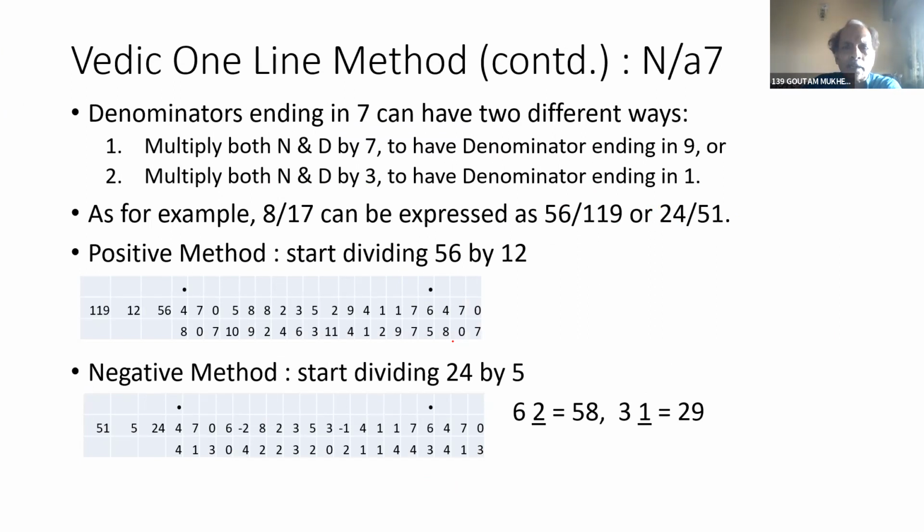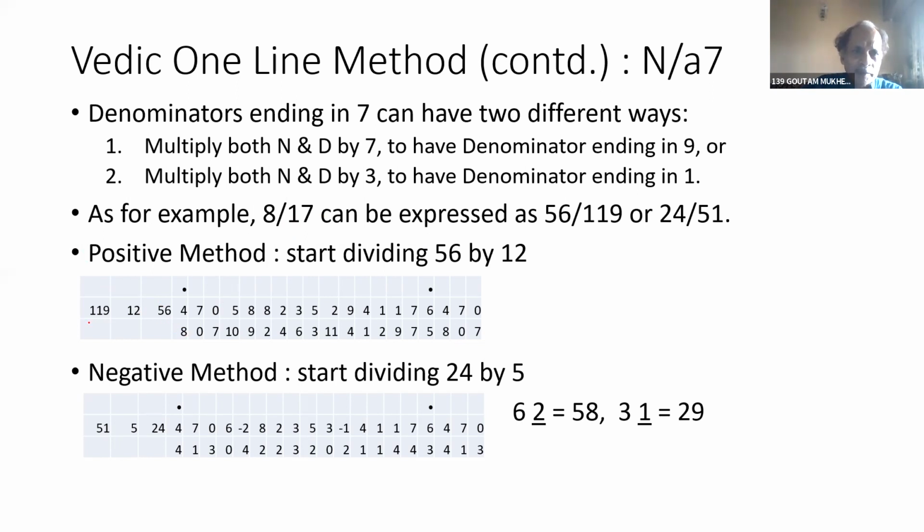In the basic one-line method, take 8 by 17. With 7 you can have a choice. Either I've shown 56 by 119, I'm sorry, 8 by 17. Either you can do 56 by 119, 8 by 17, the same as multiplying by 7 both ways.